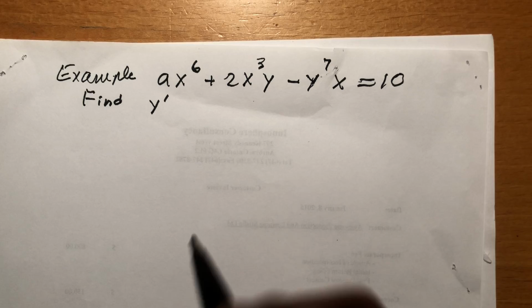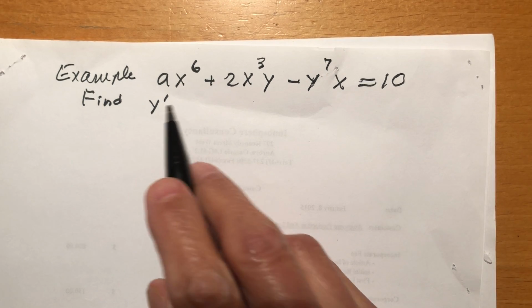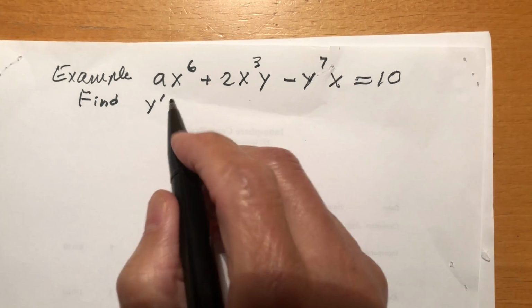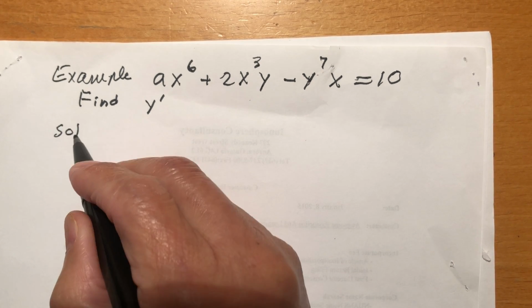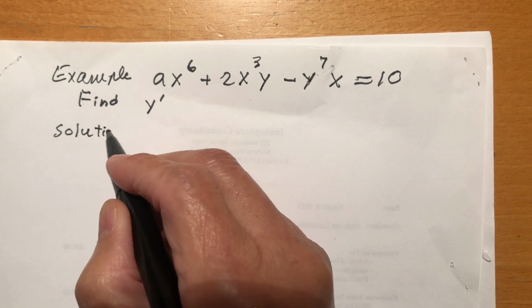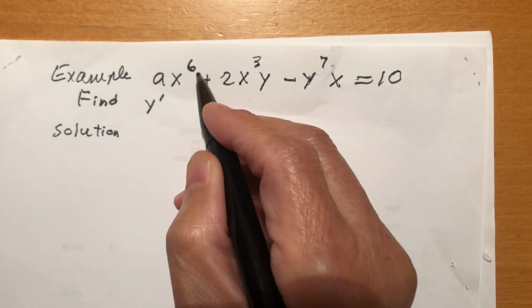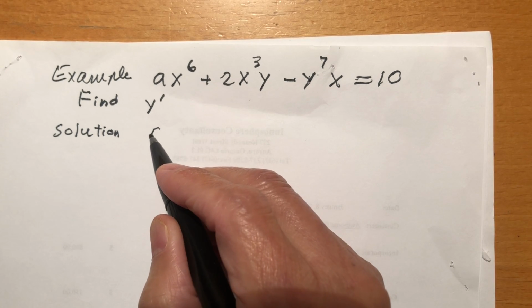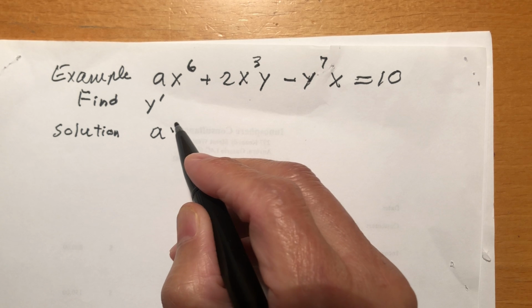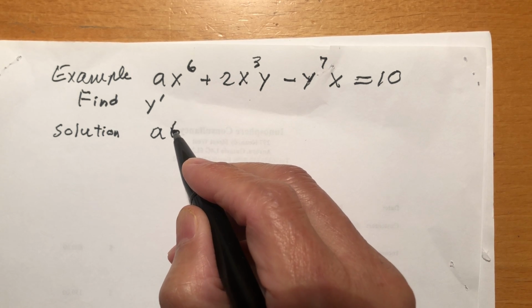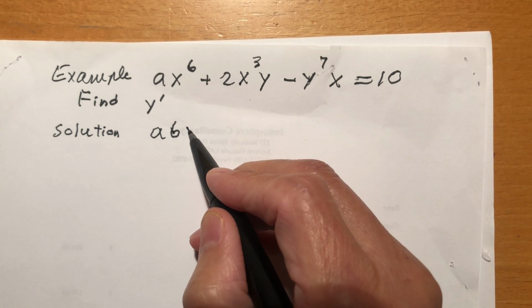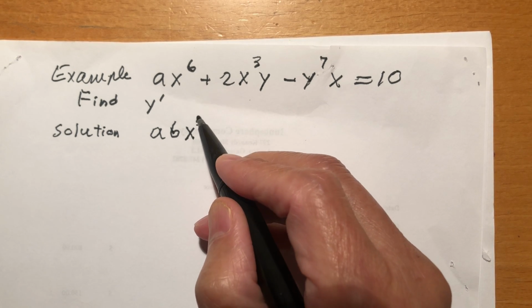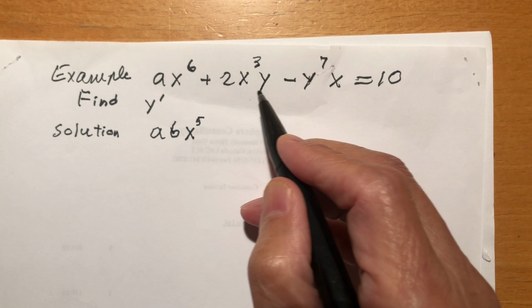So we do implicit differentiation. So the derivative of this, what is the derivative of this? It's a times the derivative of this, which is 6x to the power 5. What is the derivative of this?